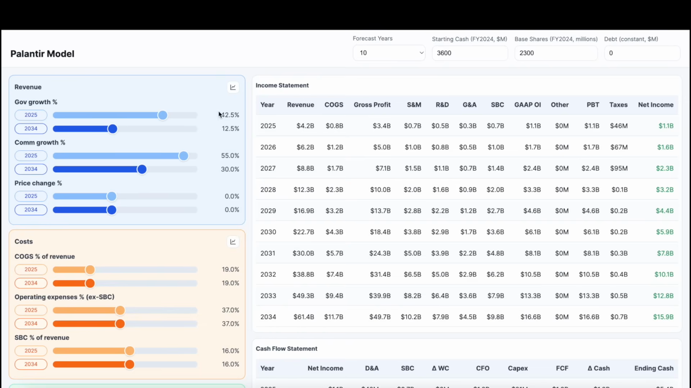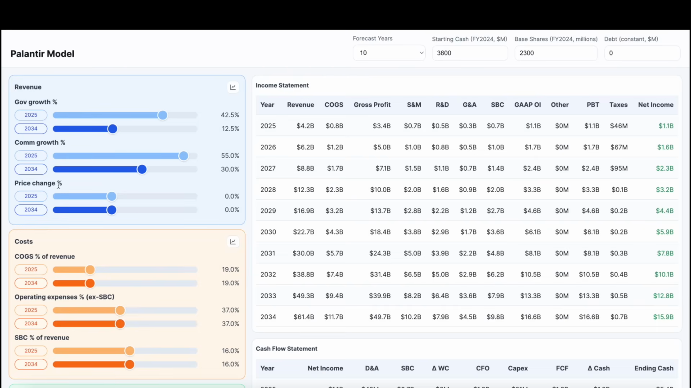So the way this is calculating is it's saying, okay, in this forecast year of 2025, we're going to be growing at 43%. And then we're going to end growing at 13% roughly. So every year in between that, it tapers down to the end year.